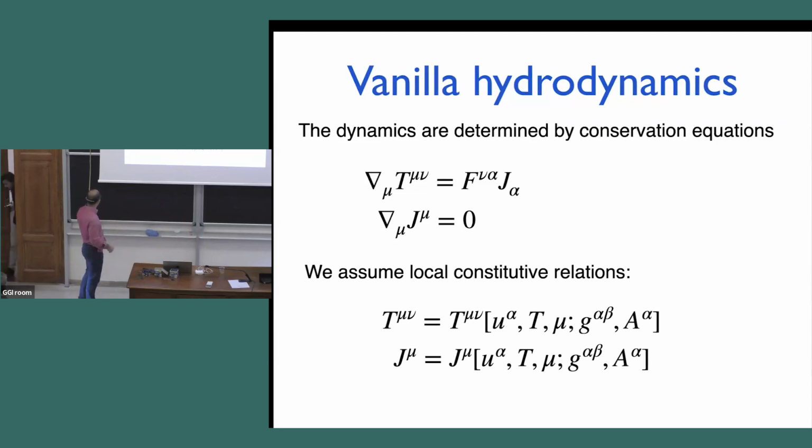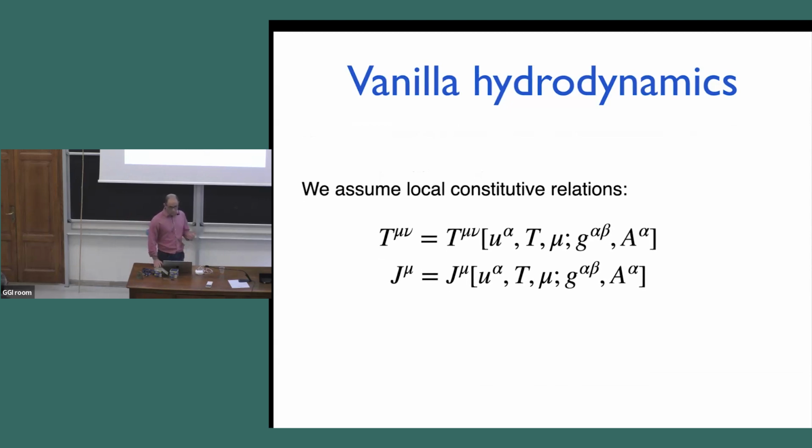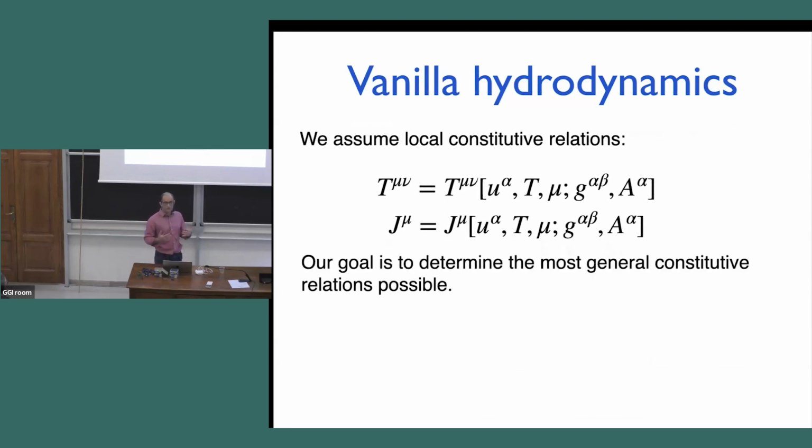So we have here a 4-velocity which squares to 1. So this is 3 degrees of freedom, 4, 5, and we have 5 equations in 3+1 dimensions. And that's what we want to solve for. In addition, we could have some background fields. Here I wrote the metric and the gauge field. And what we want to do is to determine the most general constitutive relations possible. Okay, that's what I want to call hydrodynamics.